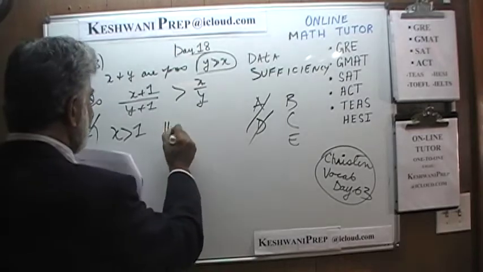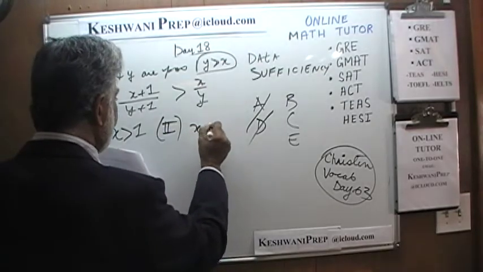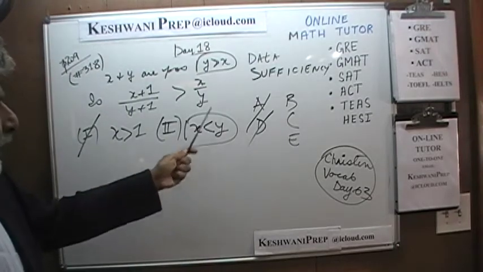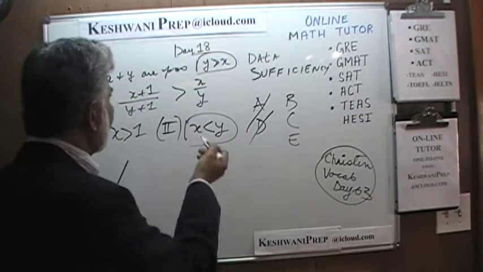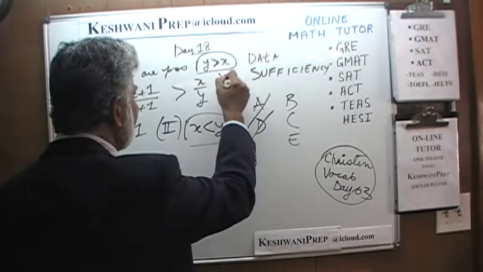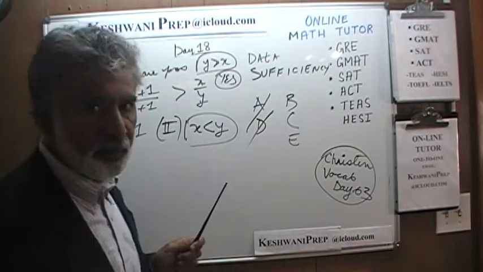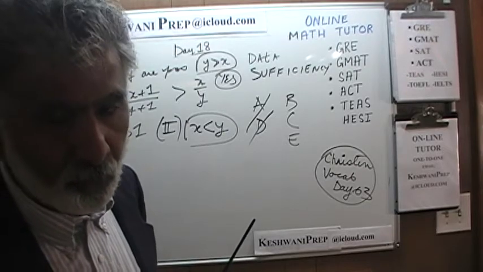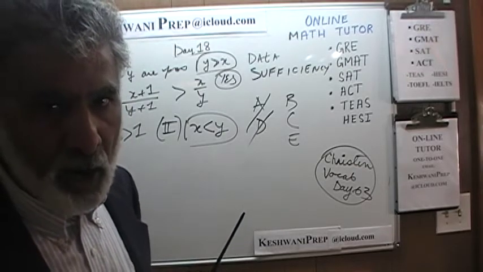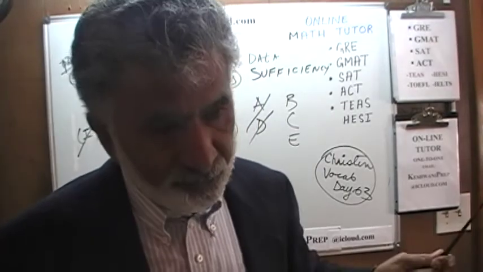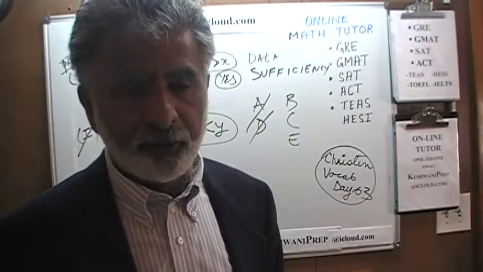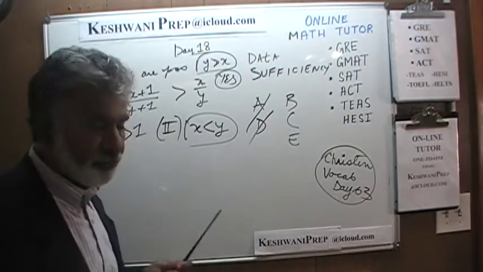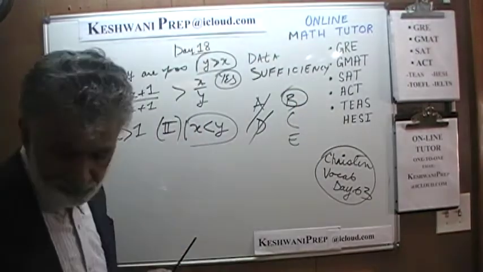Let's look at the second statement. Second statement tells us that x is less than y. There you go. If x is less than y, y must be greater than x. The answer is yes. Again, the point here is not that the answer is affirmative. The point is we are able to answer yes or no to the question, is y greater than x? As long as we are able to answer the question, second statement by itself is sufficient. The answer is B.